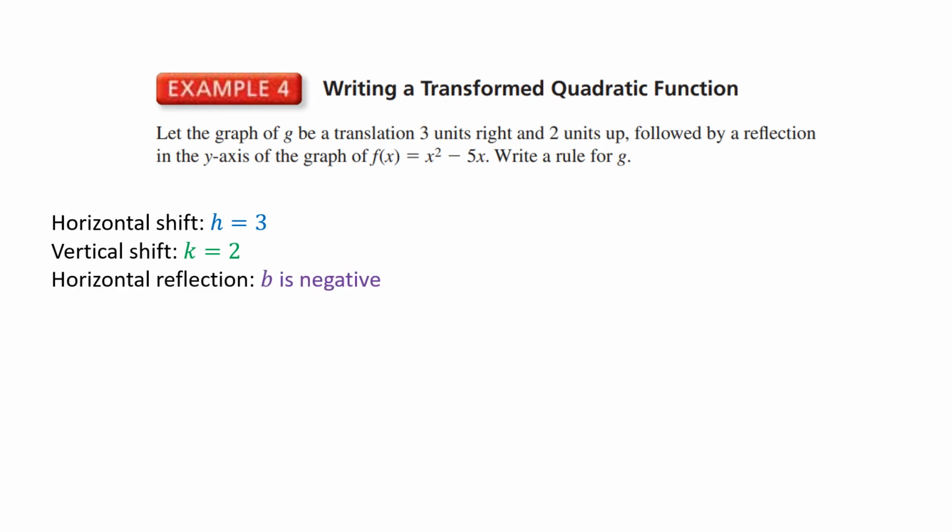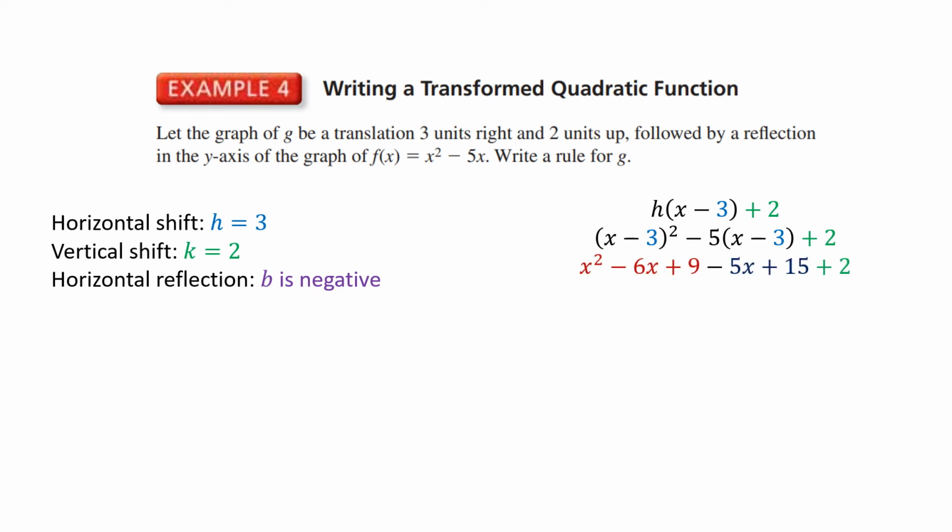and across the y-axis we want to have b being a negative value. So the first thing we want to do is take that original function and subtract 3 inside the parentheses and add 2 on the outside. So this is the tricky part. Wherever we see x, we want to subtract 3. So notice where the 3 appears twice, and then we add 2 at the end.